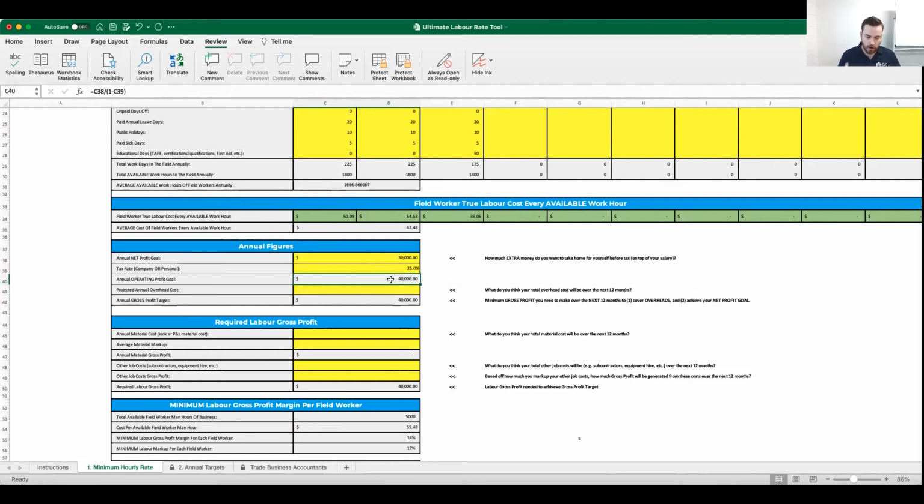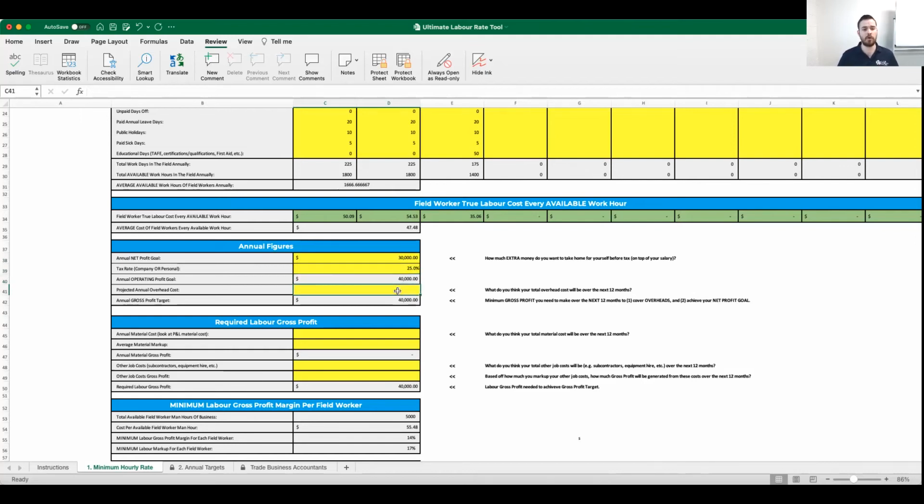Now, there's a whole bunch of other things in terms of where you place non-operating expenses and whatnot. You don't need to worry about that for now for this tool. Keep it simple. And in this case, it's just going to be factoring the tax. So this means to make $30,000 in net profit, we've got to make $40,000 before tax in operating profit.